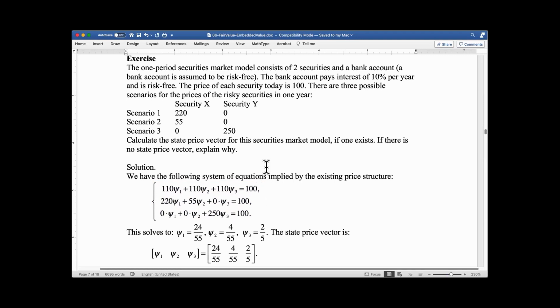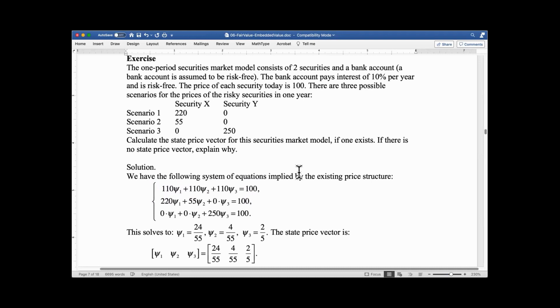For the second security, the payment in state 1 is 220, and it's worth today 220 times psi 1. The payment in scenario 2 or state 2 is 55, and it's worth today 55 times psi 2. The payment in scenario 3 is 0, and it's worth today 0 times psi 3. But we are told that the second security price is equal to 100, so this must be equal to 100.